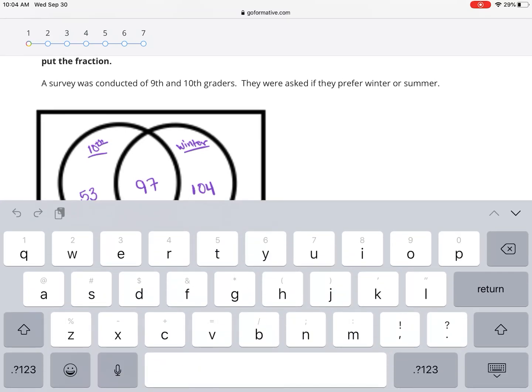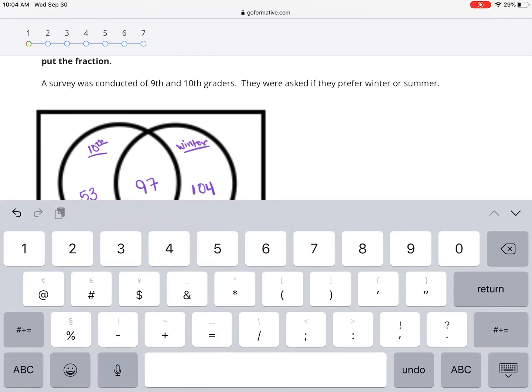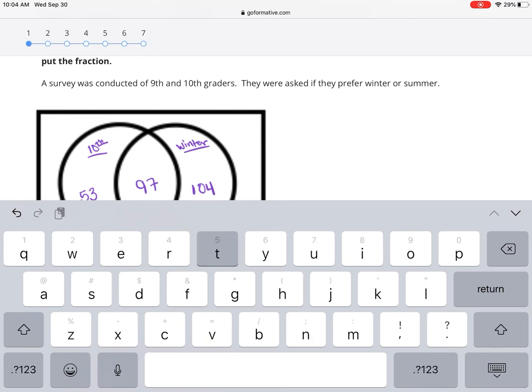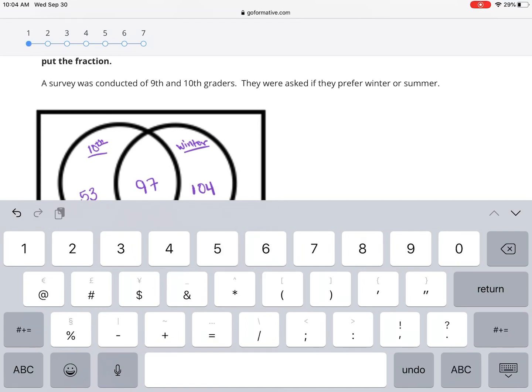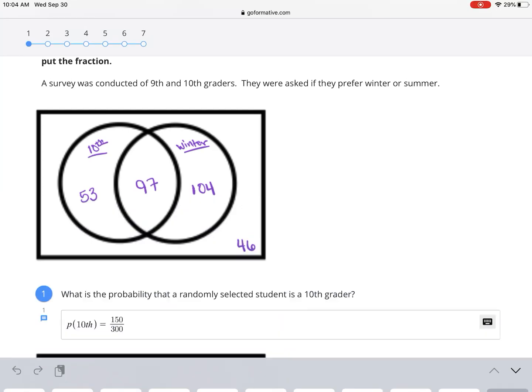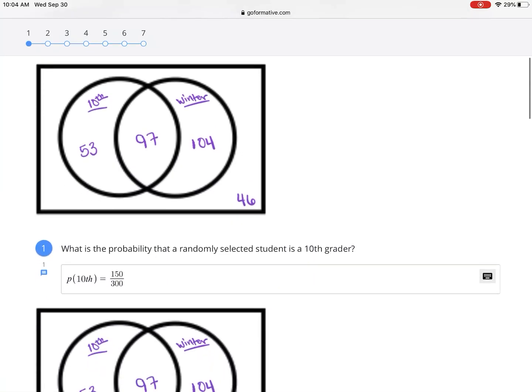And with probability notation, I would just do P and then like 10th, or I could type 10th grader, is equal to 150 out of 300. And hopefully that came up okay. All right, so I got my probability notation. Remember, we're just doing that for number 1. The 150 is everybody in the 10th grade circle, and the 300 is the total people in the survey, which is all the numbers added together.